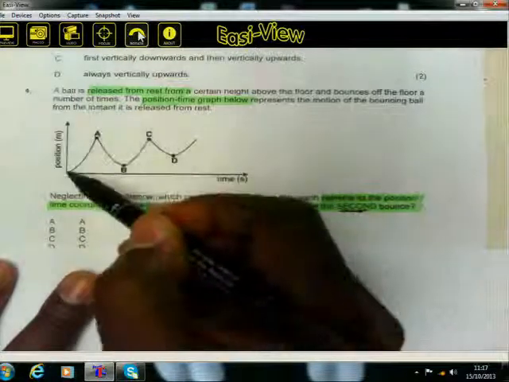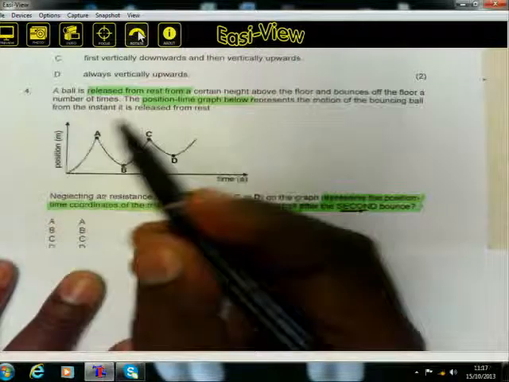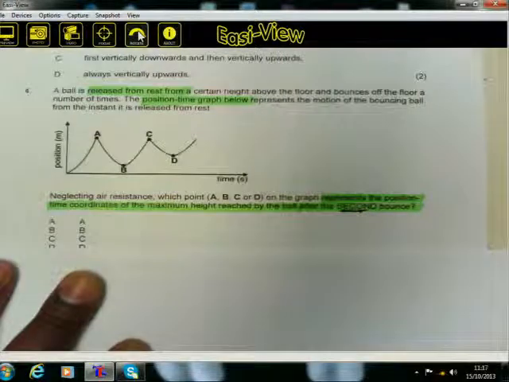Let's try to understand what is happening here. This object, because we are talking about the position, is thrown from a certain point. It goes down.